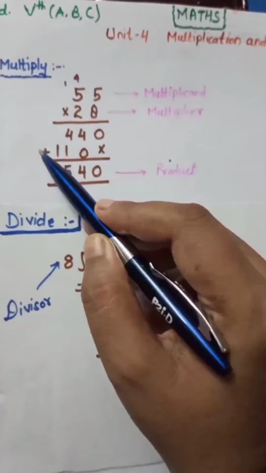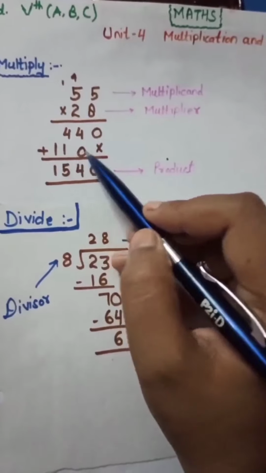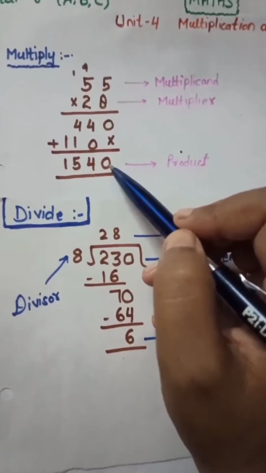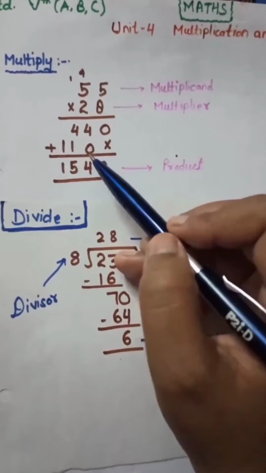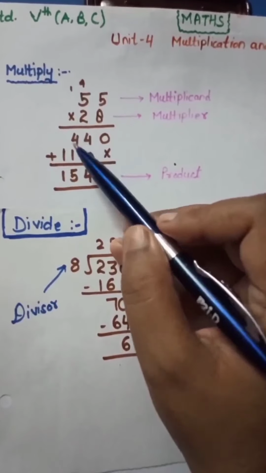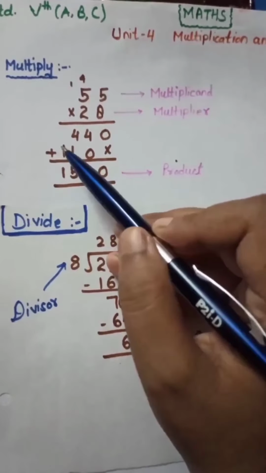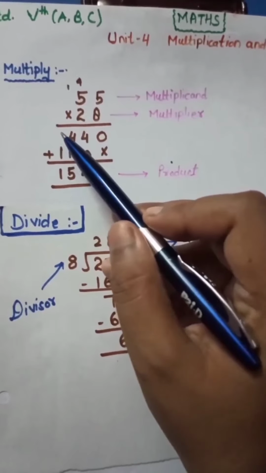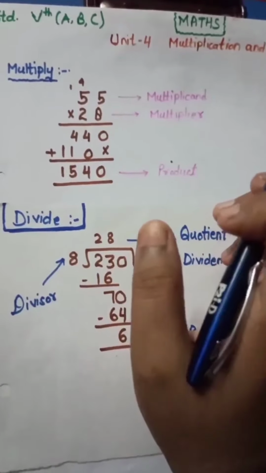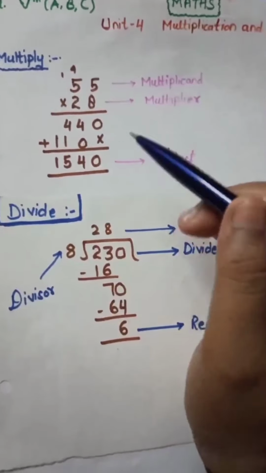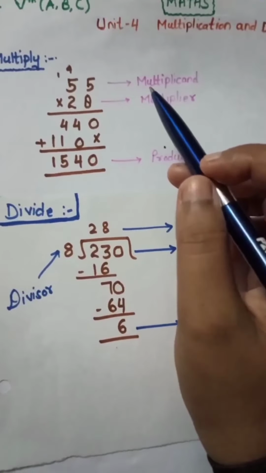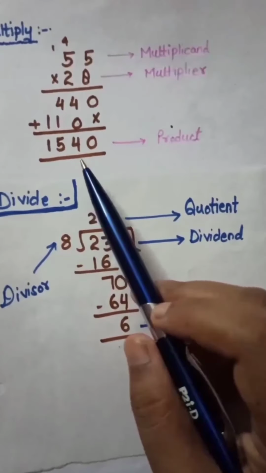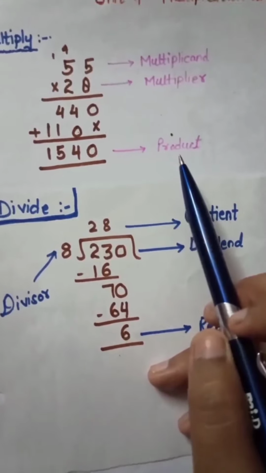Now we have to add these numbers. Okay, so 0 and nothing is over here, so it will become 0. Then 4 added to 0 will give us 4. Then 4 added to 1 will give us 5, and 1 will be written down as it is, because we don't have any digit over here. Okay, so this is about multiplication. Always remember, the multiplicand is here, then the multiplier is here, and the answer that we have got is called the product.